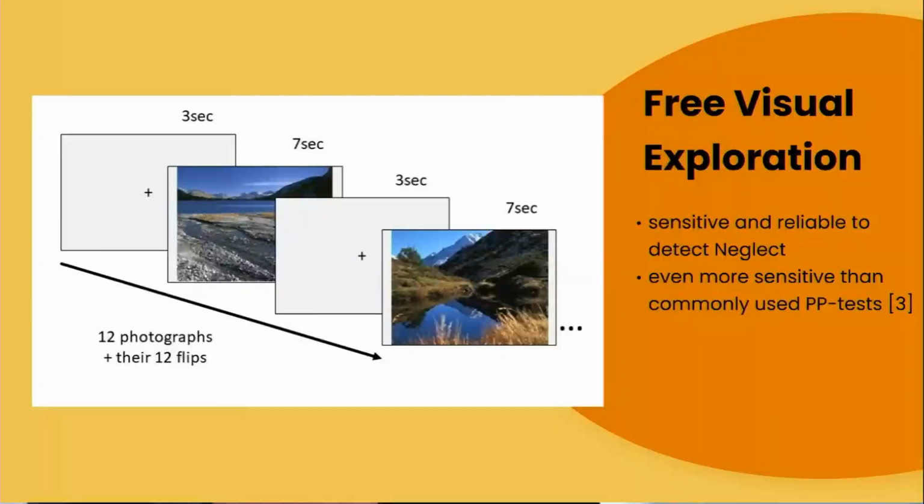In short, we show images, naturalistic photographs, to the patients. Each of the photos is presented for 7 seconds, followed by a 3-second fixation cross. And we present these images and their flipped mirrored versions. And simultaneously, we measure eye movements.